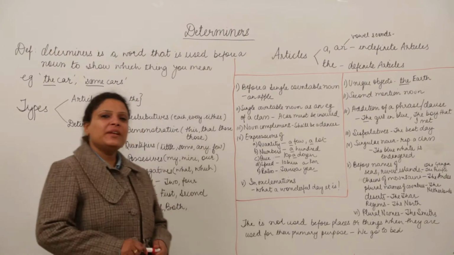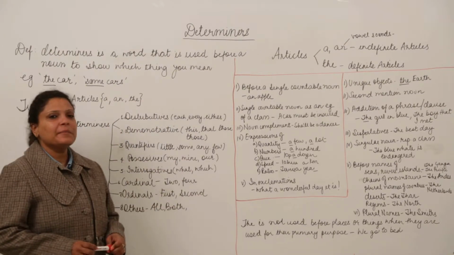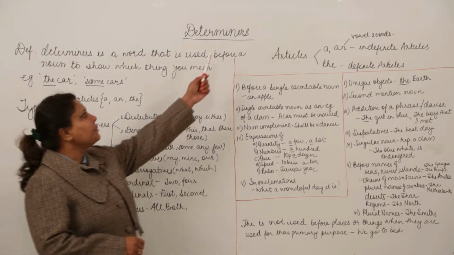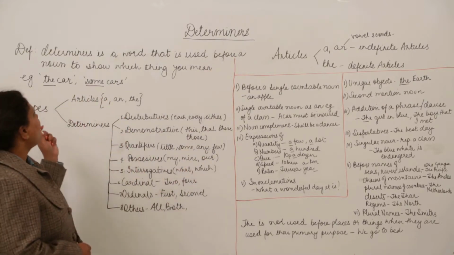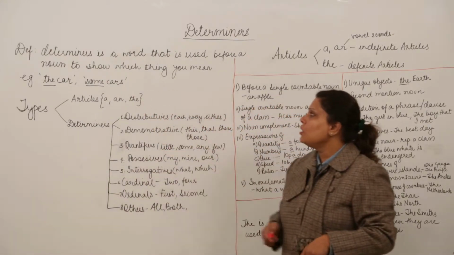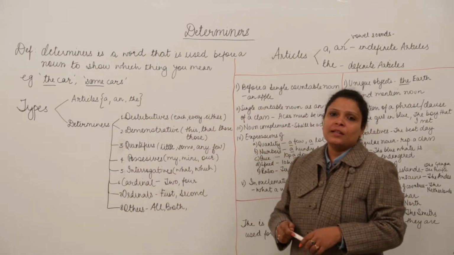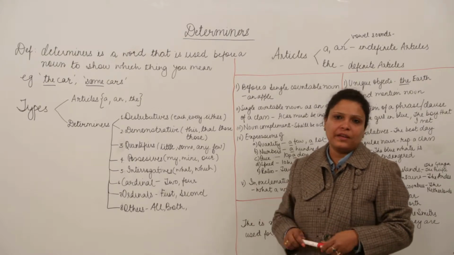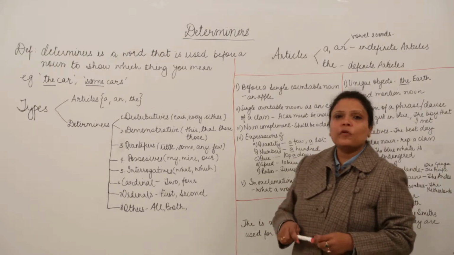Dear students, today we will start with your applied grammar section. The first topic is determiners. Determiners are words, or a word, that is used before a noun to show which thing you mean. They specify the thing that you are referring to. So it is used before a noun.